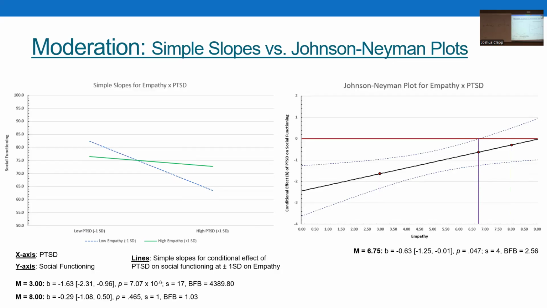And so what I can say with this is that increasing PTSD is associated with reductions of empathy from values of 0 to about 6.75. Once we get above that, all of a sudden, with increasing levels of empathy, PTSD no longer has an association with social functioning, right? Which is kind of a cool thing to be able to start talking about: what's the boundary? At what point does this association disappear at the level of my moderator?